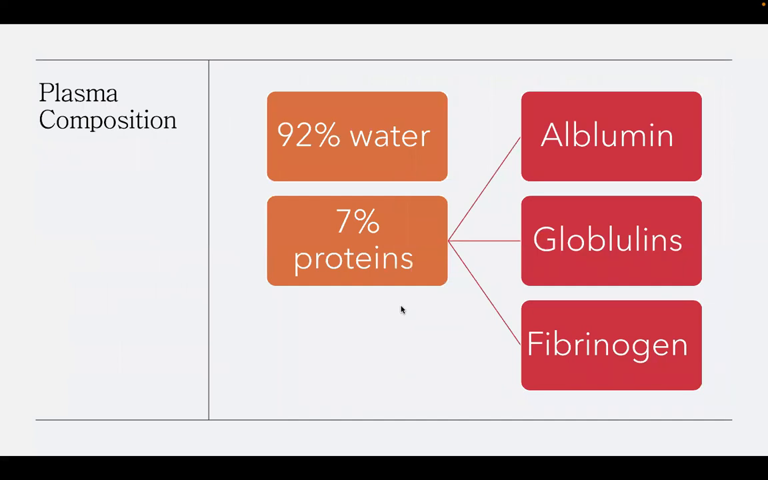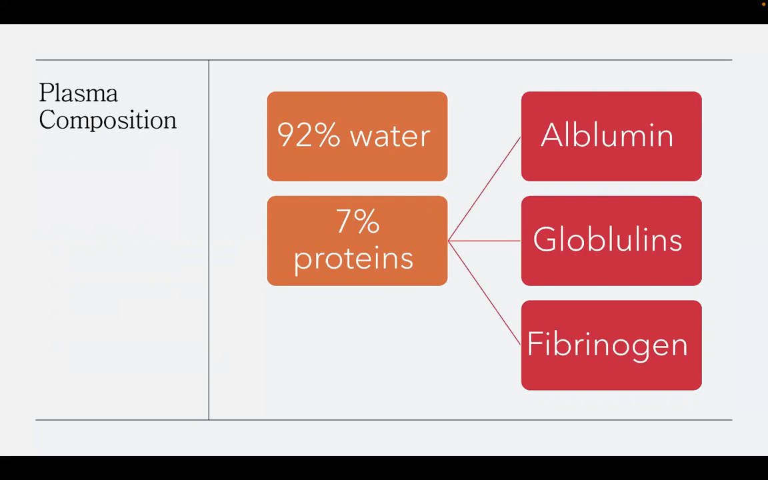Next, we will go into more detail on what plasma is composed of. Plasma, as I mentioned, is roughly 92% water. It is also about 7% proteins. The proteins in the plasma are albumin, which is a binding transport protein for hormones. It's also the highest concentrated protein within the plasma.